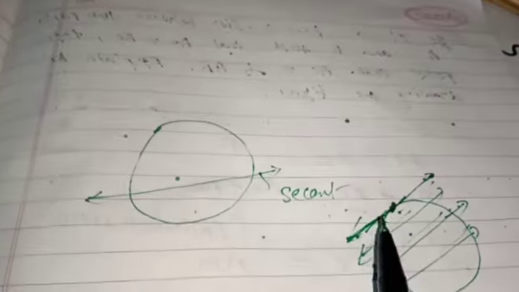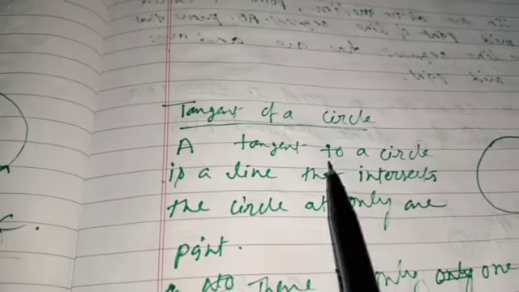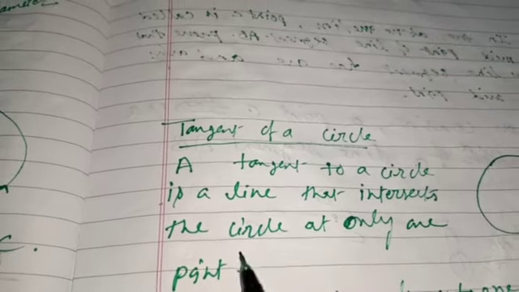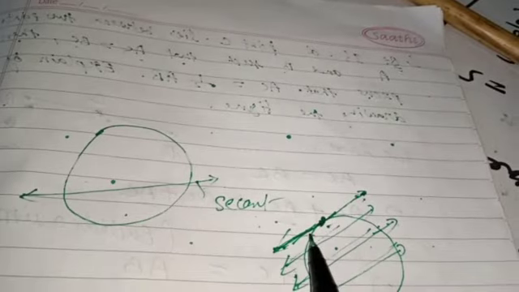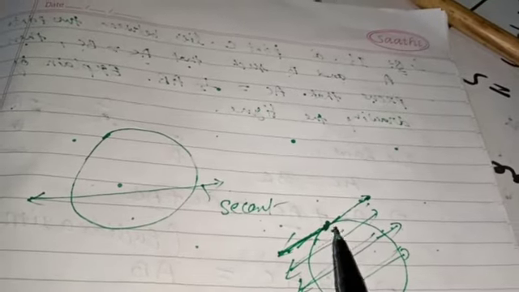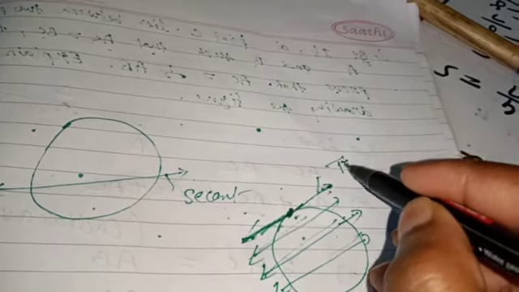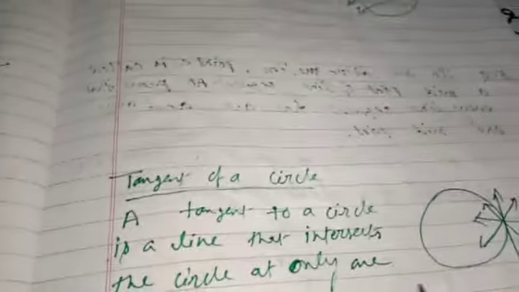Now understand what is this? I repeat, a tangent to a circle is a line that intersects the circle at only 1 point. That means at only one point, this line is called what? Tangent. Now I'll give you the actual concept of tangent.